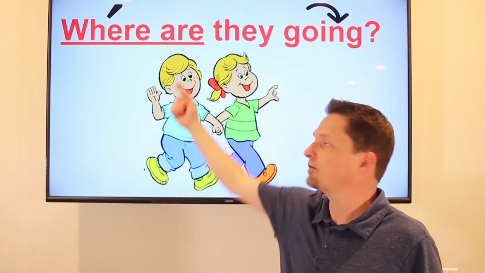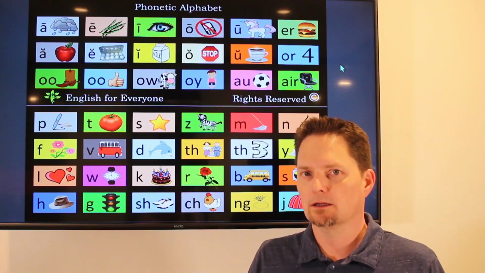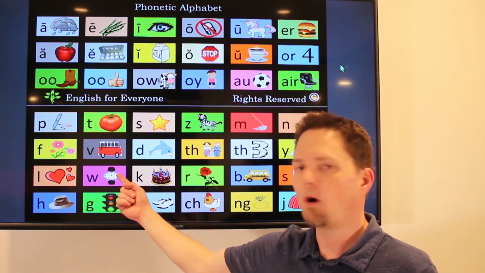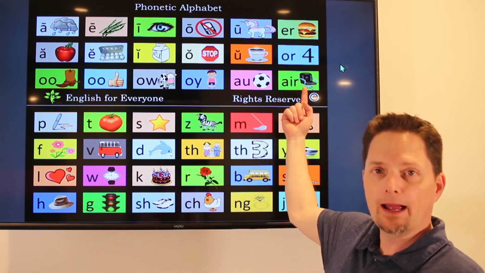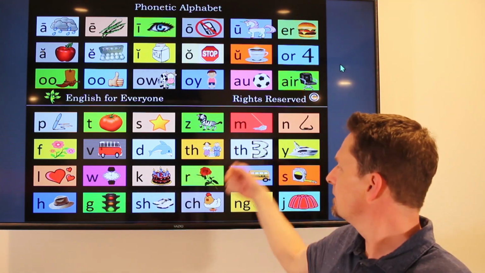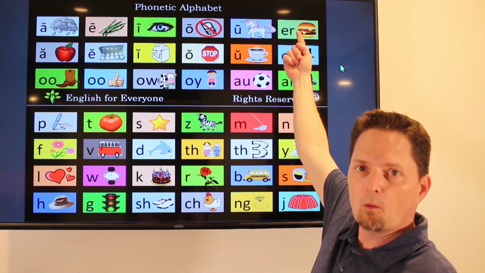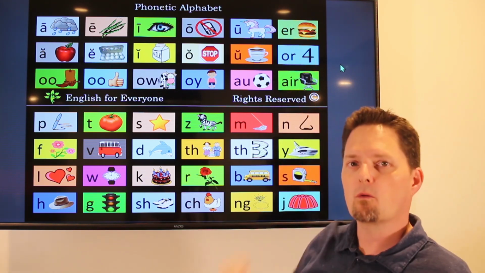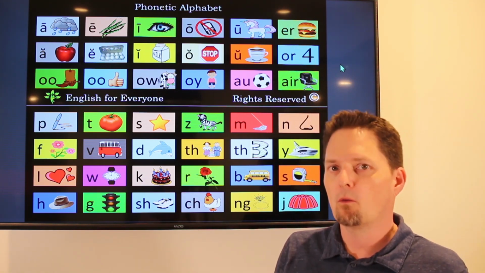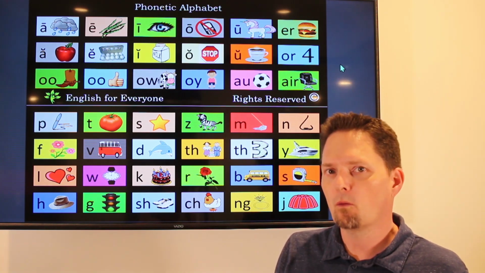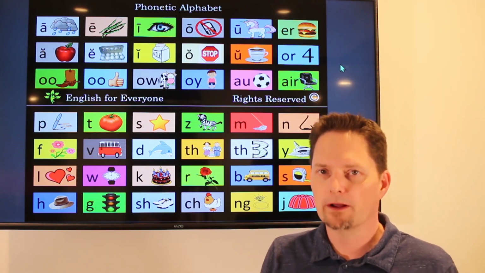Let's look at the pronunciation of where. Where are, linked together, pronunciation, where. W. Air, where. R, where. Where are they going? Where are they going?